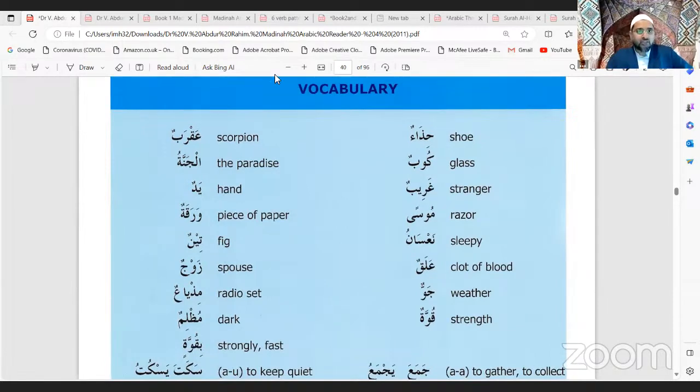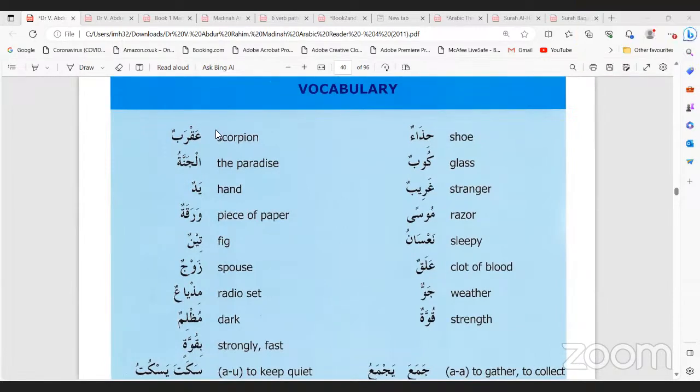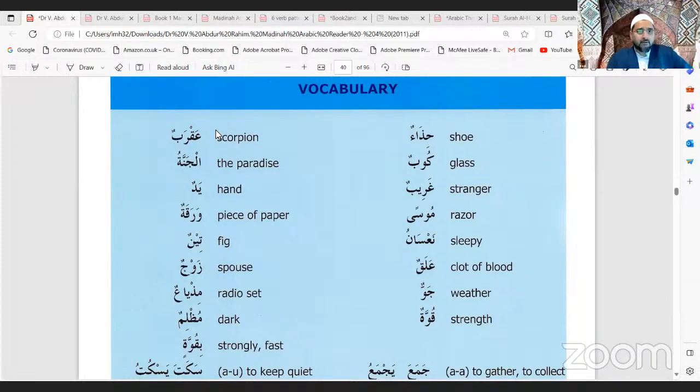Brilliant. Thank you. Sister Sharabanu. Assalamu alaikum rahmatullah. Alaikum salam, Sheikh. Bismillah. Can you read the vocabulary, please? Yeah, sure. Okay.